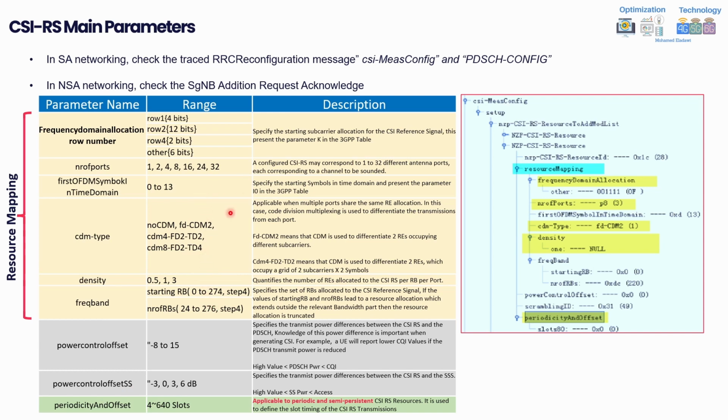First of all, all these parameters can be found in the network messages. You can just check the RRC reconfiguration message. If you are looking for non-zero power or CSI-IM, this information will be found within the CSI measurement configuration. If you are looking for zero power information, it will be found within something called PDSCH configuration. This is in a standalone network. In a non-standalone network, you can check the same two messages, but they will be under the SgNB addition request acknowledgement.